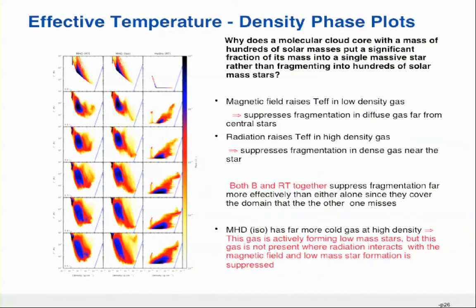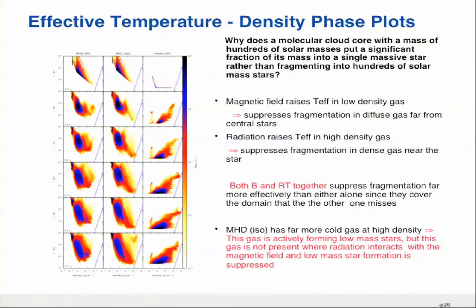It is only when magnetic fields and radiation act together that you can suppress the fragmentation effectively in one more than either region alone, because now you're covering the entire domain in which these two important processes can suppress fragmentation. So in fact, if you look again at this middle column, and this is the last time snapshot of the middle column, this has far more gas, okay, cold gas, and at high density. And that's exactly the regime where you would form low mass stars.